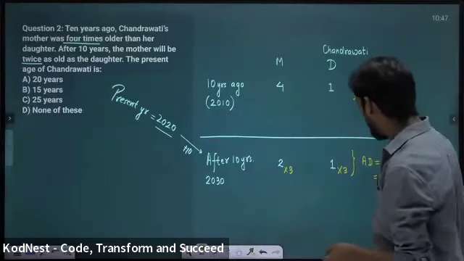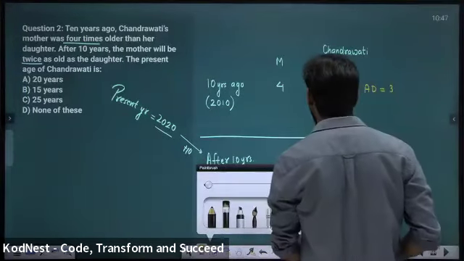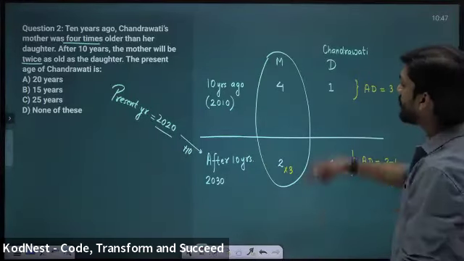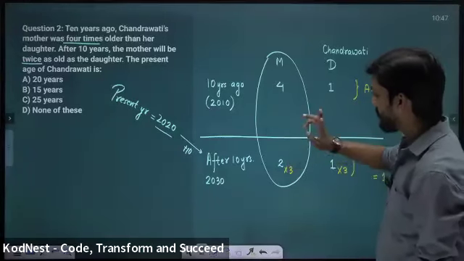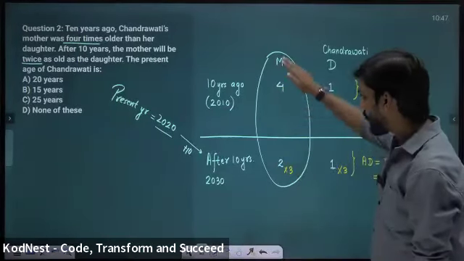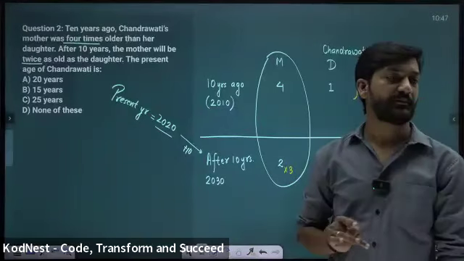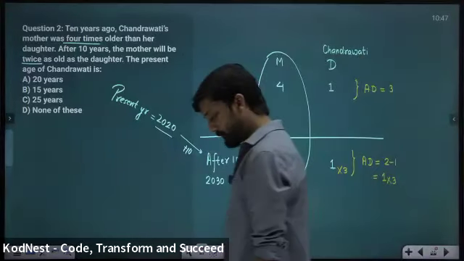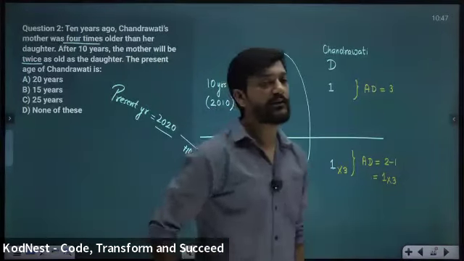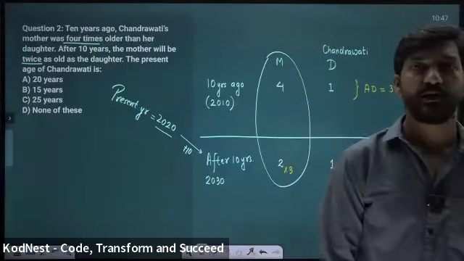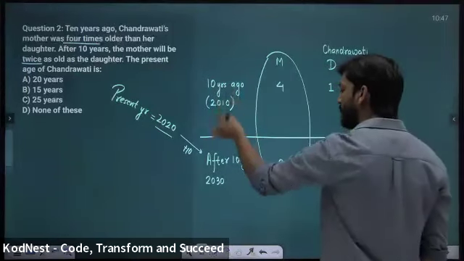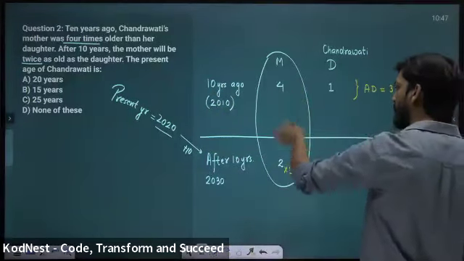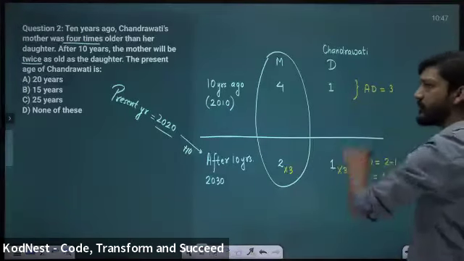Now the second thing. Take any one person. One more multiplication you will have to do. Take mother. Mother's age 4, mother's age 6. What is the difference between 4 and 6? 2 years. What should be the difference? 20. The difference must be 20 years, so this difference also must be 20 years, and this difference also must be 20 years.